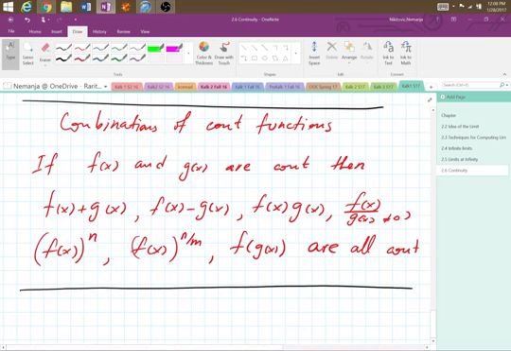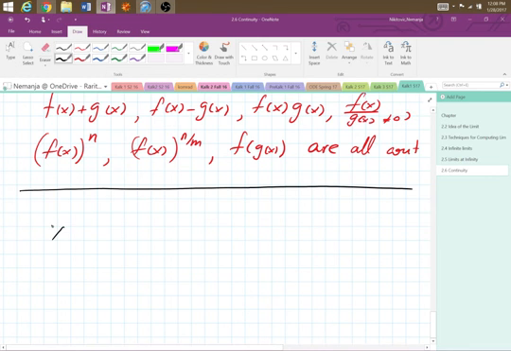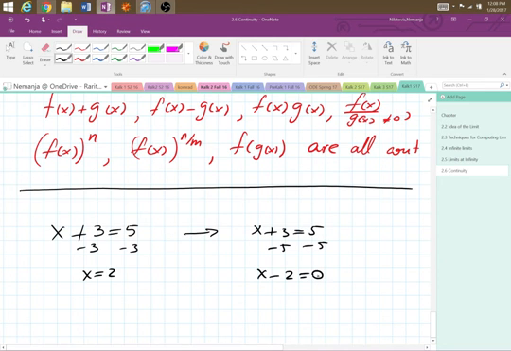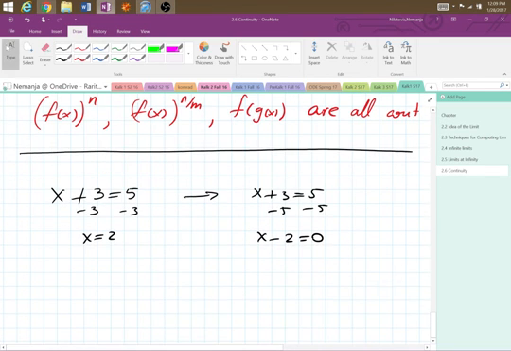So when you want to solve the equation x plus 3 equals 5, you know that you are supposed to subtract 3 on both sides, get x equals 2, and be done. But technically, the true form of this equation is: subtract 5 on both sides to get x minus 2 equals 0. And then you graph this equation, and you see that it crosses the x-axis at 2.